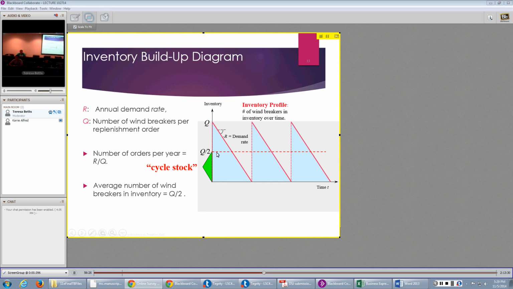And the other thing that we know is that half of our Q is our average inventory, right? This is our model. Q divided by 2 is our average inventory, okay? Our number of orders per year is going to be our total demand divided by how many I order each time. I always go back to the very simple example. If I said my annual demand is 12,000 and I ordered 1,000 units each time, how many times a year do I order? Yep, so then we take 12,000, my annual demand, and divide it by the amount that I order each time. Okay, so go back to a simple example if you need to. So the average number of windbreakers in inventory is our Q divided by 2.